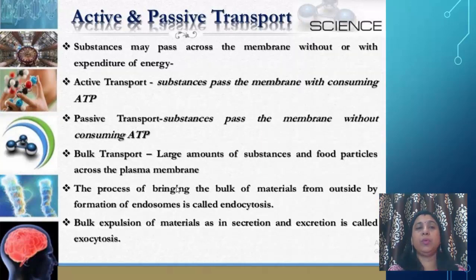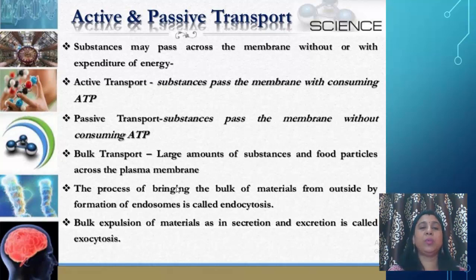Now, active and passive transport. Substances may pass across the membrane without or with the expenditure of energy. If this transport is with the expenditure of energy, it is known as active transport, and if it is without the expenditure of energy, then it is known as passive transport. So in active transport, substances pass the membrane consuming ATP, because energy in the cell is in the form of ATP, that is adenosine triphosphate. And in passive transport, substances pass the membrane without consuming ATP.